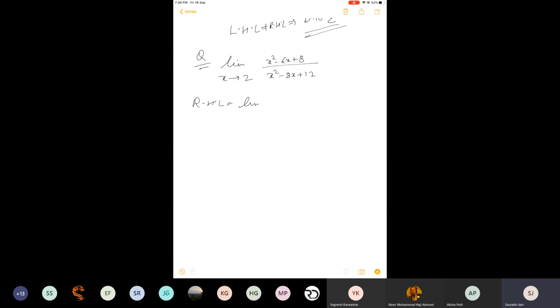RHL, h tending to 0. In place of x, you will put 2 plus h. 2 plus h whole square minus 8 times 2 plus h plus 12. What will this expression be now? Simplify as much as you can. So 4 plus h square plus 4h minus 12 minus 6h plus 8. In the denominator, it will be 4 plus h square plus 4h minus 16 minus 8h plus 12.